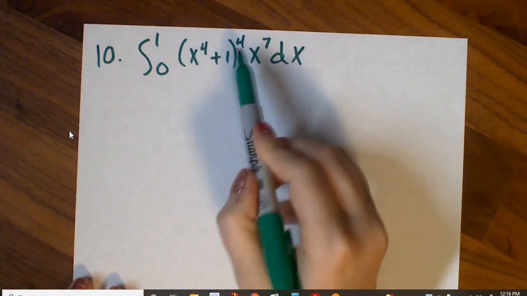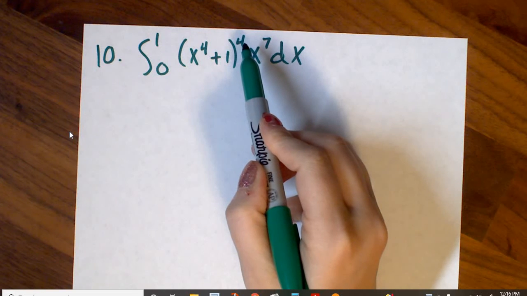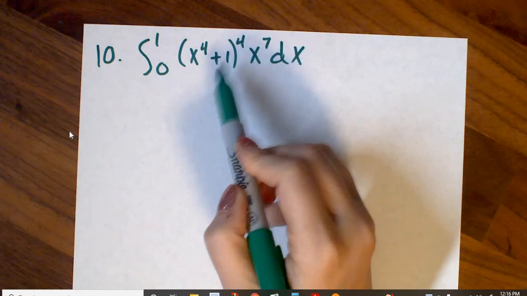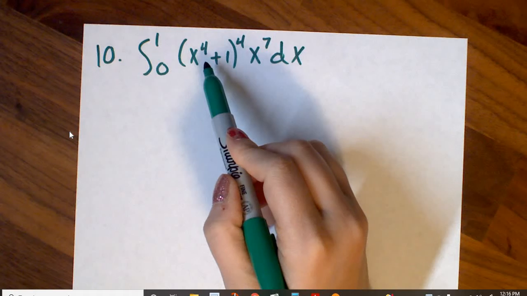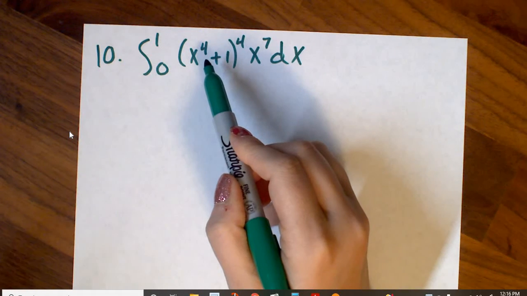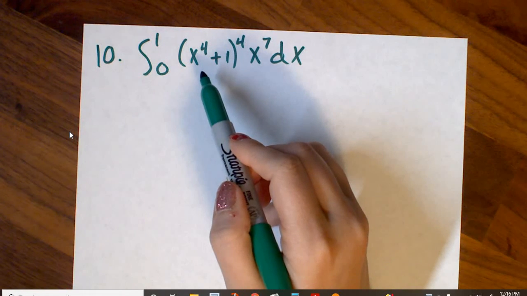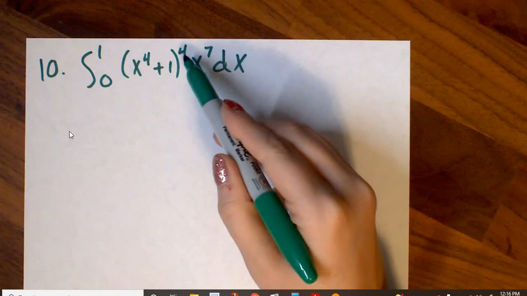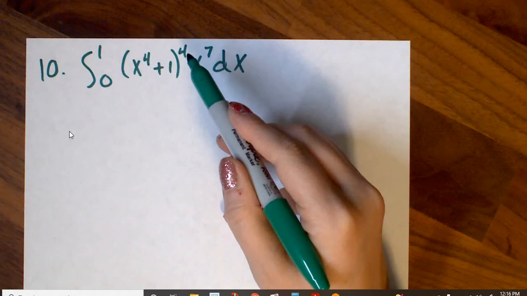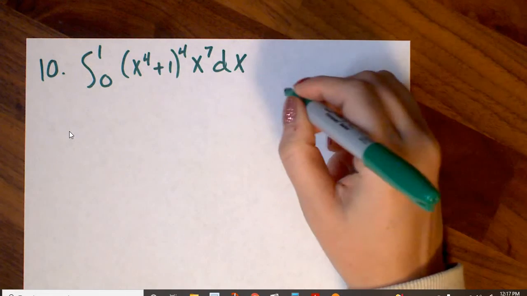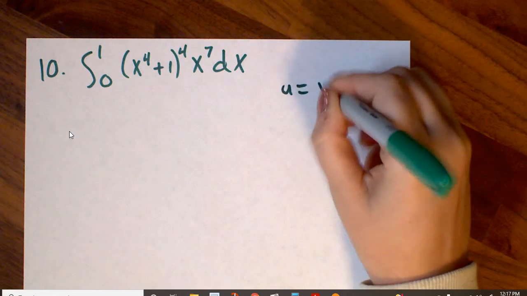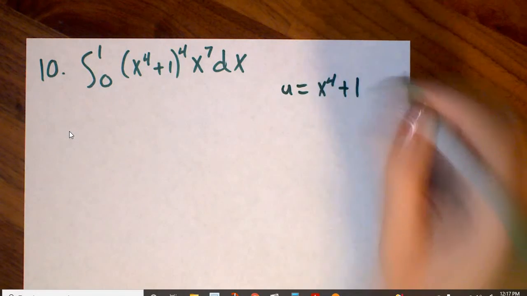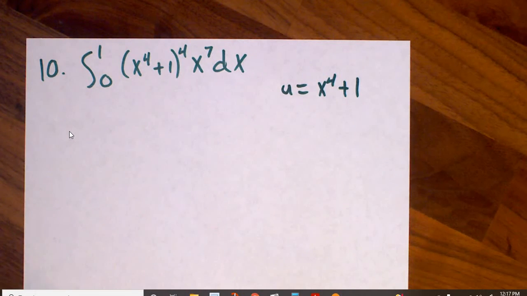So hopefully we notice that we have a 4th power here, and it would not be a whole lot of fun to try and multiply this out 4 times in order to strictly use our power rule. So what we should probably notice is my 4th power is my outside function. My x^4 + 1 is my inside function. So I'm going to let that be my u.